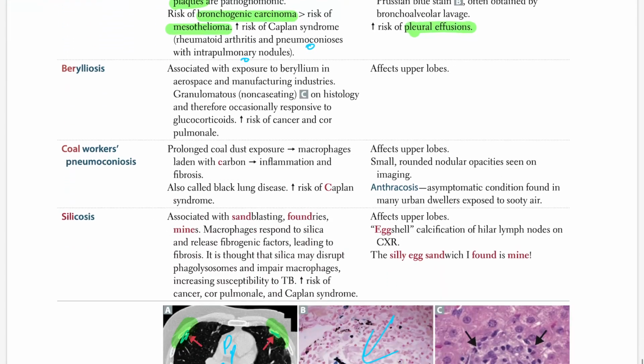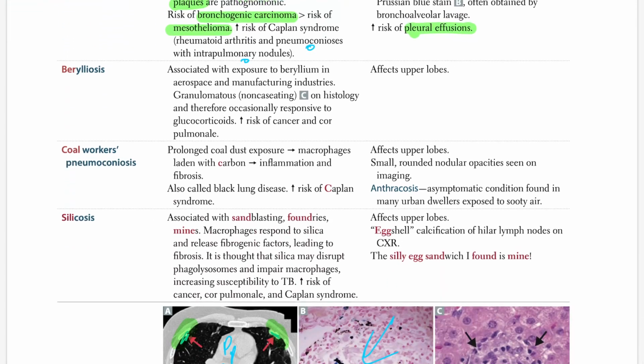Moving on, the next one is berylliosis. Berylliosis is associated with exposure to beryllium, in aerospace, which is important, and manufacturing industries. What do we mean by aerospace here? They might say the person works at NASA.